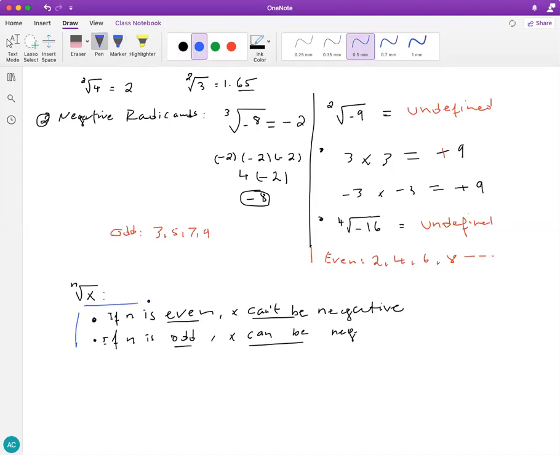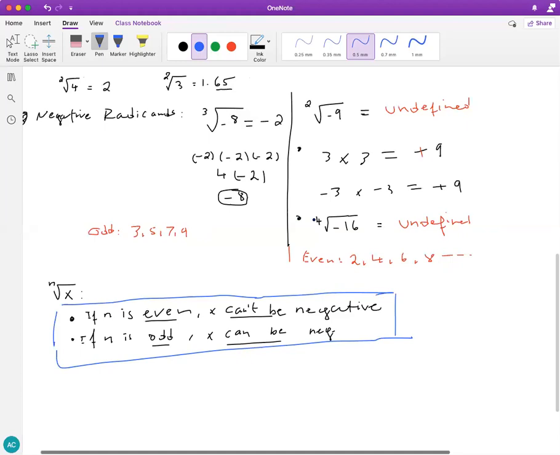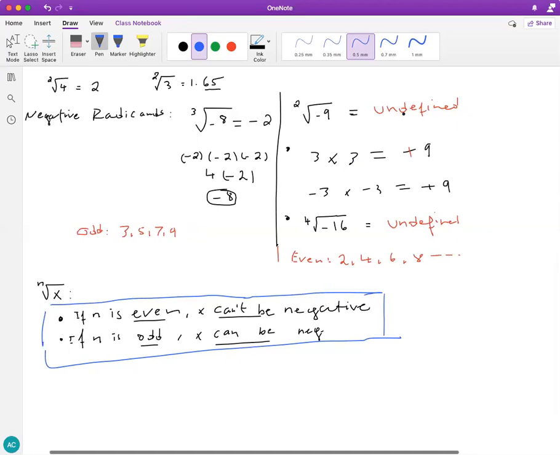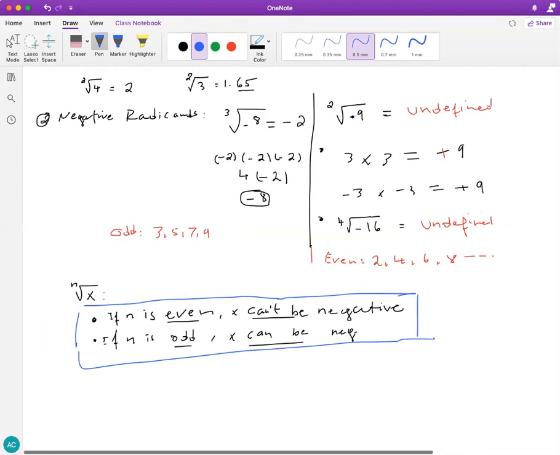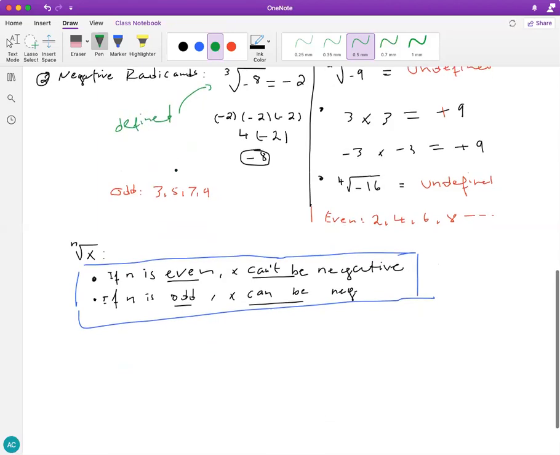So whenever you see radicals, you first want to check if it's defined or undefined. So this here is undefined. We can't have a negative here as long as this one is even, but this is fine. This here is fine, is defined. As you can see, its value exists. It's -8. Let me give you a few examples here.